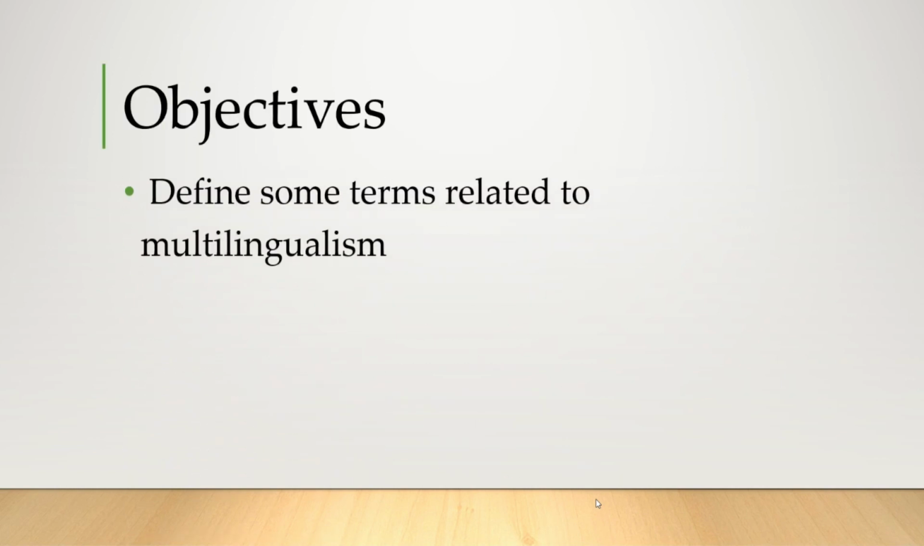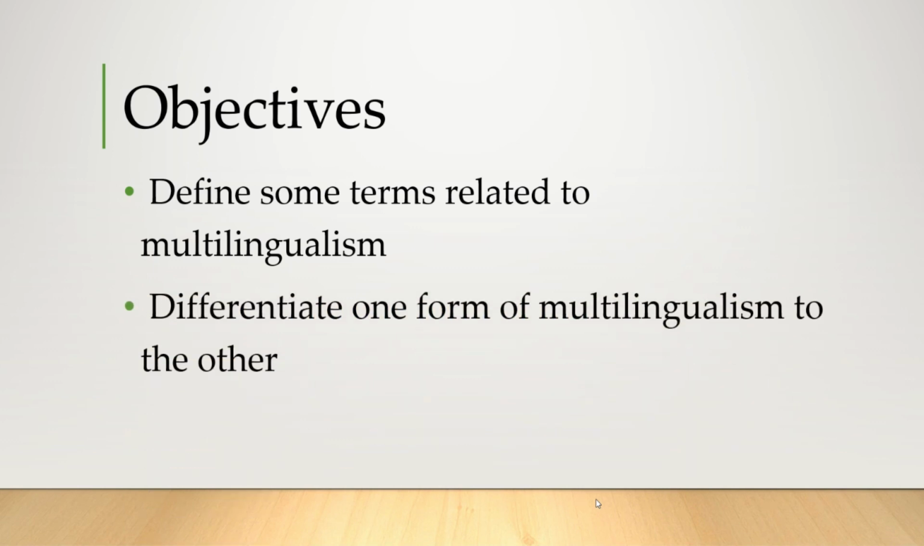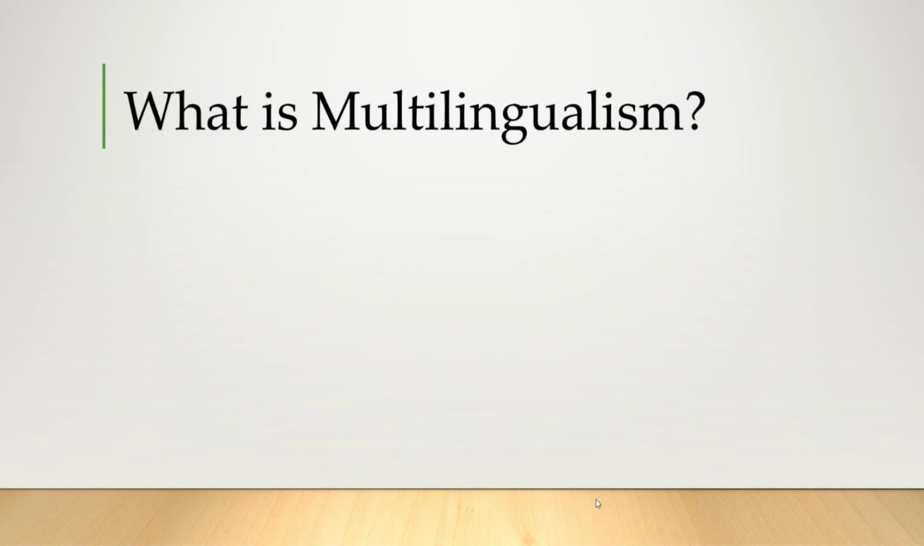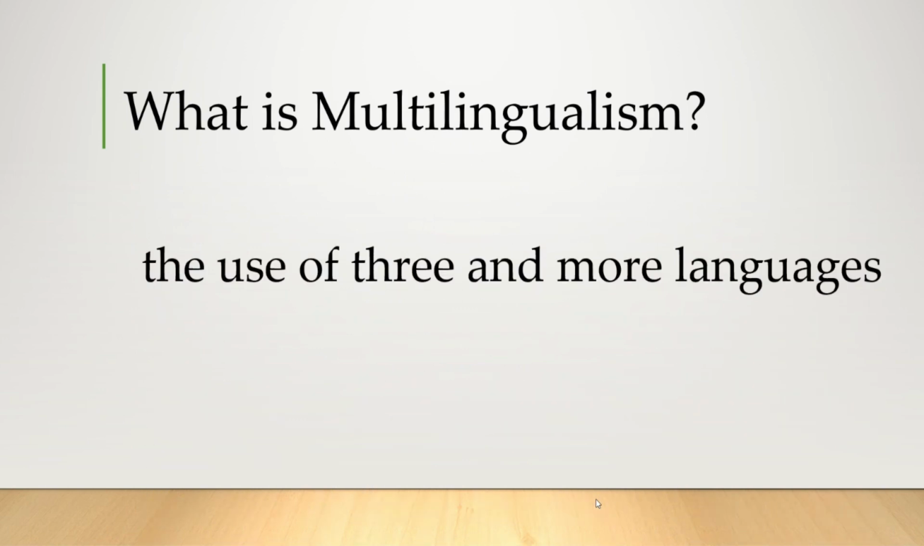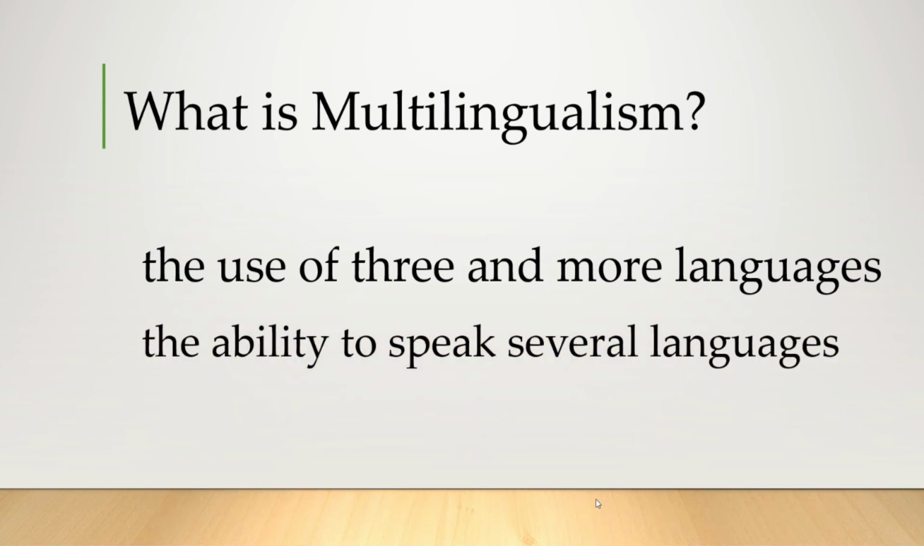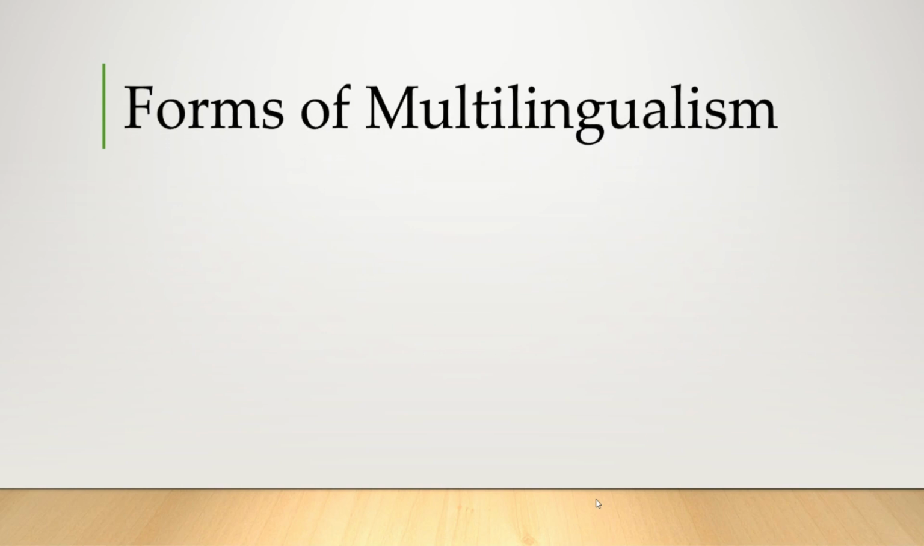Our lesson objectives are: find some terms related to multilingualism, and differentiate one form of multilingualism from the other. What is multilingualism? It's the use of three or more languages. It's the ability to speak several languages. What are the forms of multilingualism?